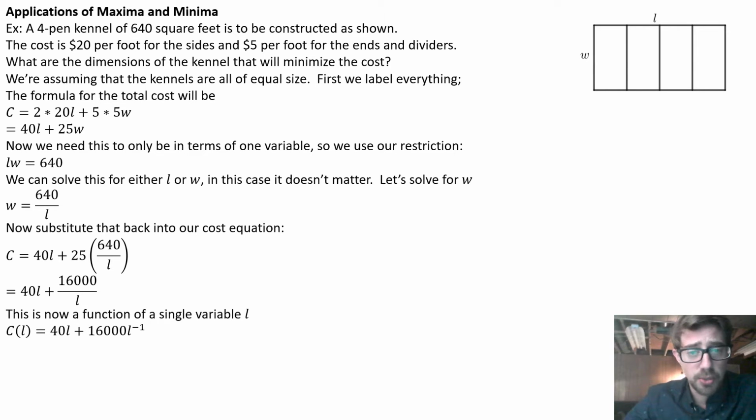Okay, so it's always good to write 16,000 over L as 16,000 L to the -1, because now we can just use the power rule on this thing.